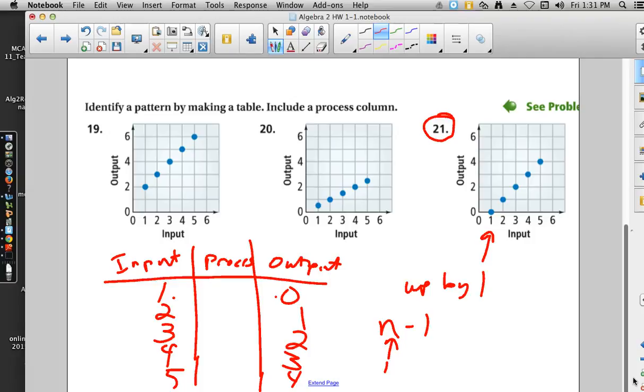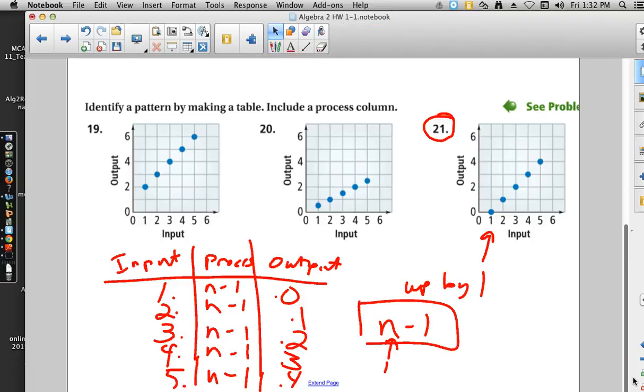And then I check to see, does that work for all the rest of them? 2 minus 1 is 1. 3 minus 1 is 2. 4 minus 1 is 3. And 5 minus 1 is 4. It is working. So that n minus 1 is definitely going to be the pattern that we identify. And said identify it by making a table, include a process column.